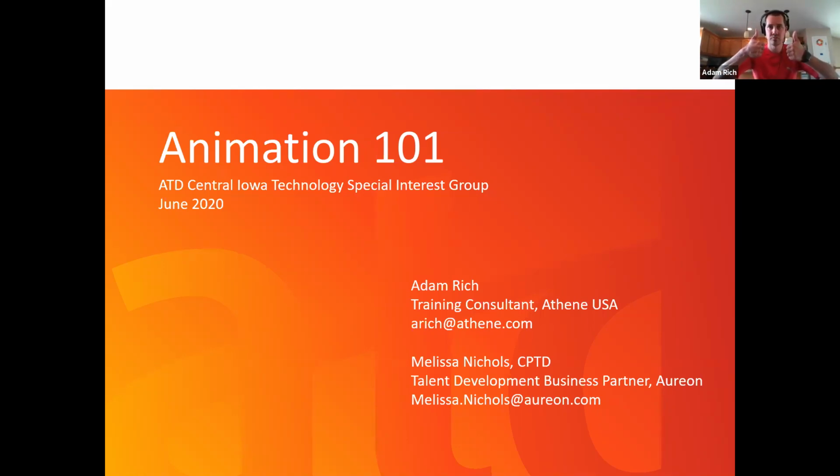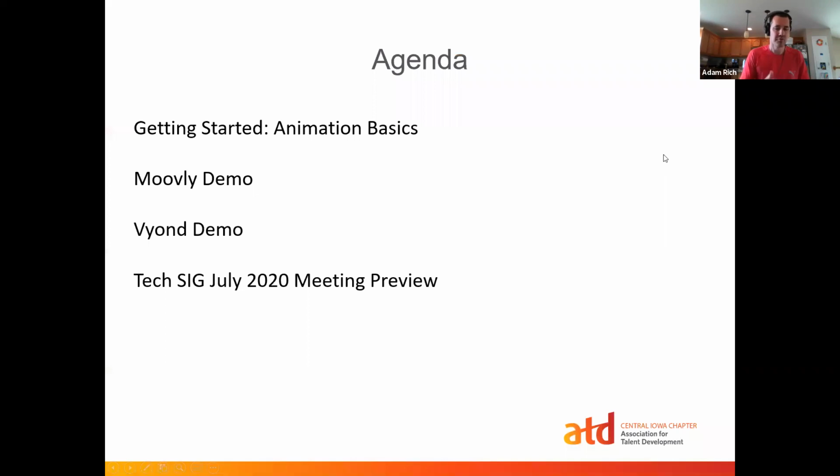Thumbs up. Perfect. So the plan today, just to give you an idea of what we're about. There are three main things we want to accomplish this morning. About 15 minutes or so, we'll talk about the animation basics: getting started with using animated video in your training or talent development projects. We'll then pivot and I'll hand it over to Melissa, and she'll go about 15 to 20 minutes to give you a demo of a program called Moovly that she's very familiar with and uses to create animations. Then she'll hand it back to me, and I'll do the same thing with a demo of Vyond, which is a program I've used for about 5 years or so. And then if we have time at the end, we'll do a quick preview of July 2020.